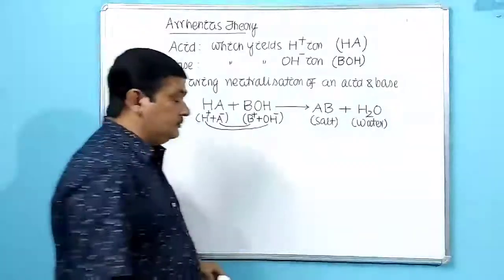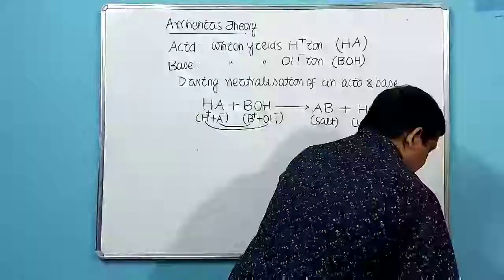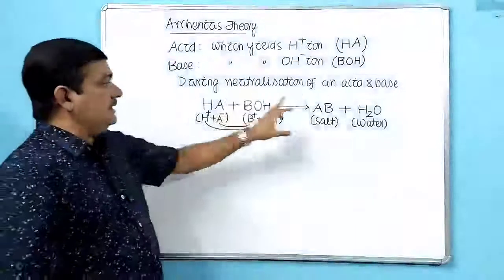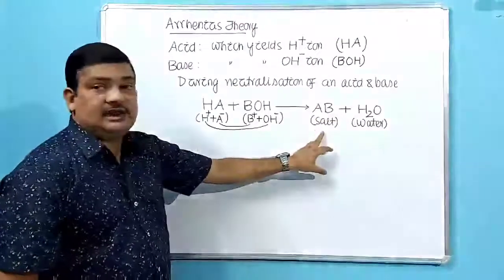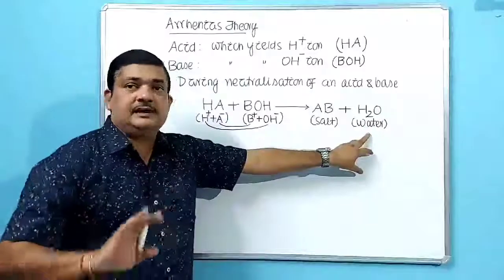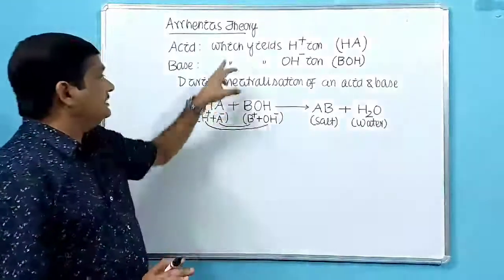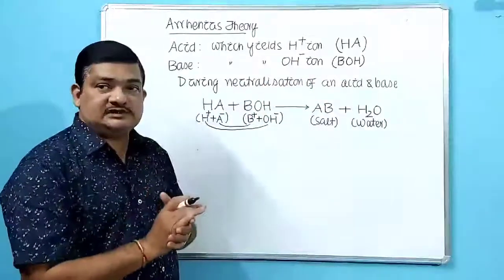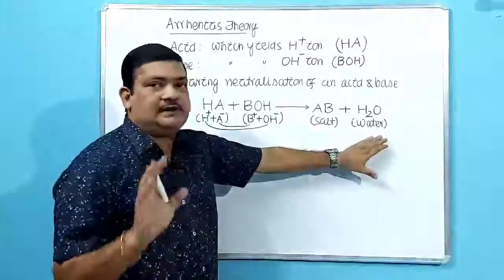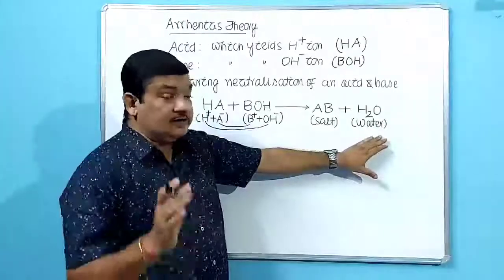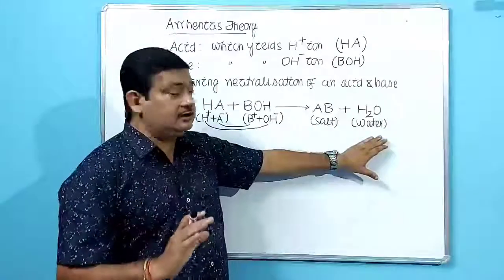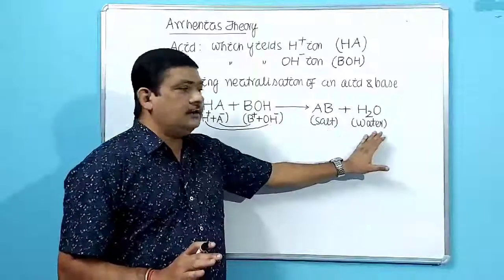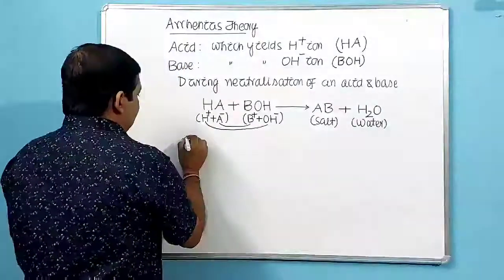Then how to define the salt? Now during neutralization of an acid and base, what is happening? The other substance which is formed along with water will be formed definitely. Why? Because acid gives H plus, base gives OH minus. So H plus OH minus will give water. So water will definitely be produced. The substance produced other than water is called salt. So during the neutralization of an acid and base, the substance which is formed along with water is called salt.